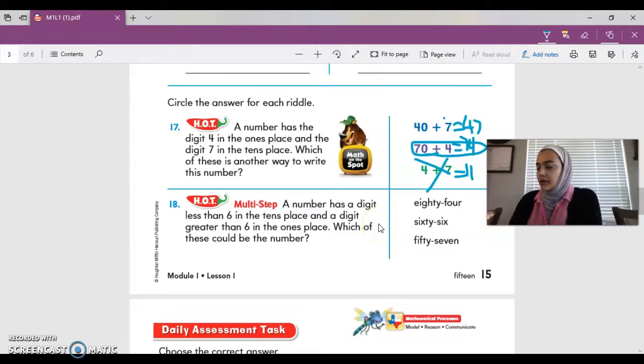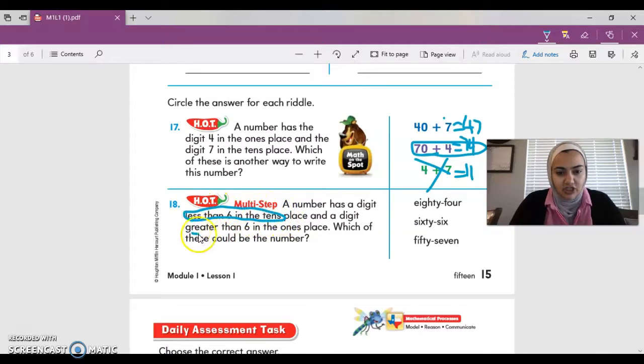A number has a digit less than 6 in the tens place and a digit greater than 6 in the ones place. Which of these could be the number? All right, so let's circle those important words. We have a digit less than 6 in the tens place and a digit greater than 6 in the ones place. And then underline the question, which of these could be the number?